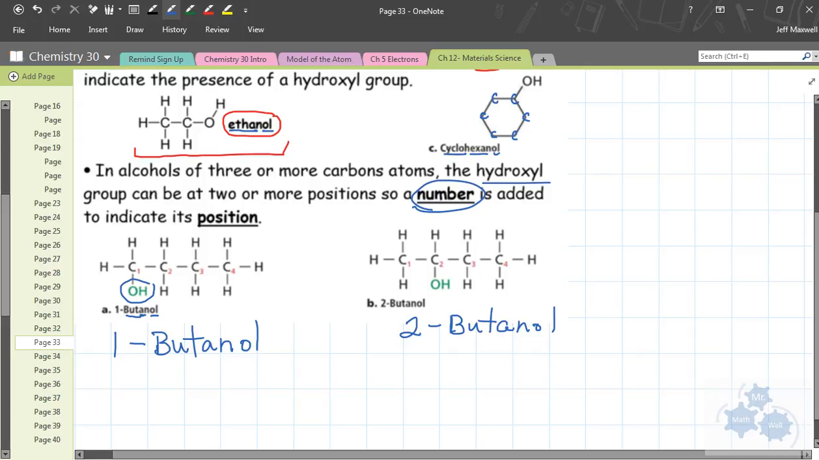We wouldn't name it that way, because if this OH group was on this carbon, it would be the same as this molecule, right? It's just flipped around. It's like looking at it from the other side. So it's not a different molecule, it's just a different perspective on the same one. And of course, you wouldn't have a 4-butanol because this is really the number 1 carbon, same as this.